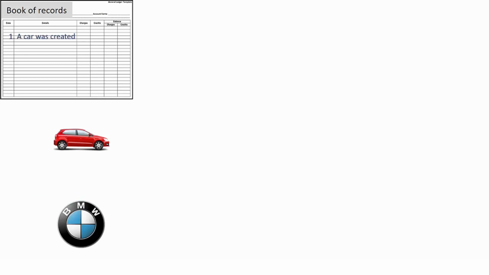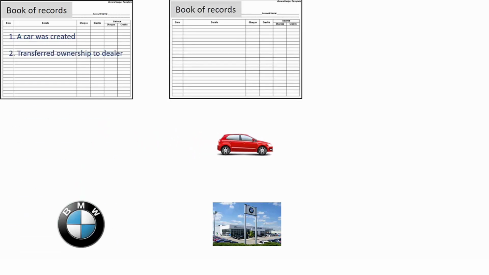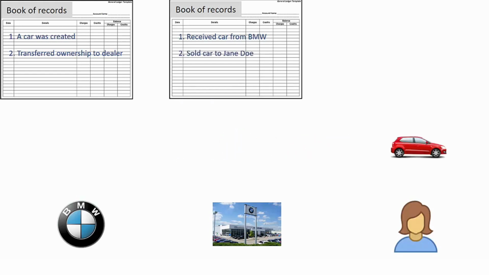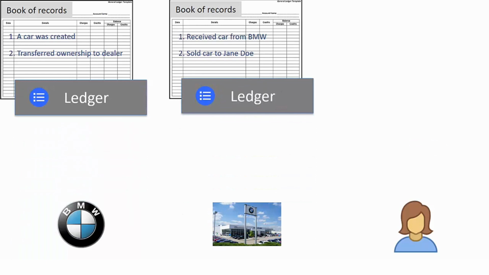The car company then transfers the ownership of the car to the dealer, and this exchange is recorded by the car manufacturer in its book of records. The dealer has its own book of records, and it records the fact that it received the car from the manufacturer. At some point, the dealer transfers the ownership of the car to a customer, and it is recorded in the dealer's book of record. These books of records are basically the ledgers maintained by each of these entities.